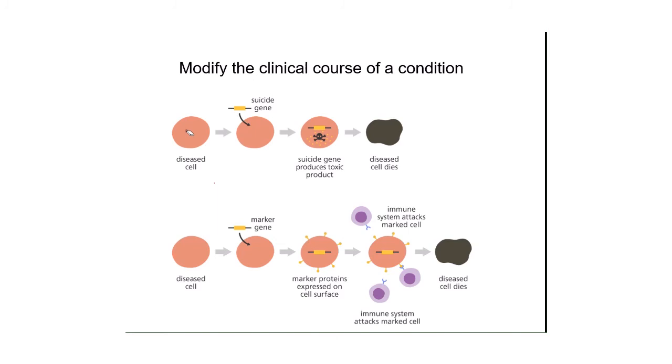We have the diseased cell here. By introducing the suicide gene, it would trigger self-destruction, apoptosis, in those diseased cells. And when the diseased cells all die, presumably the condition of the disease would improve. In another example, we would have the diseased cells, and we would introduce our marker gene, and the marker gene would cause the cell to express certain types of marker proteins that will be recognized by your immune system, and they will attack and destroy those cells.